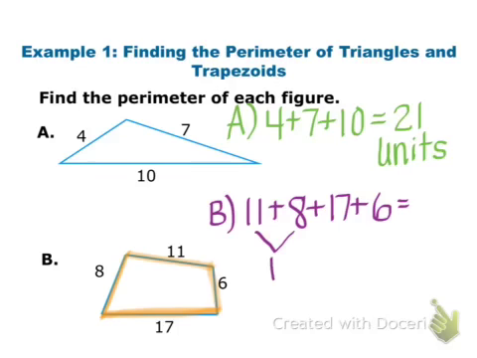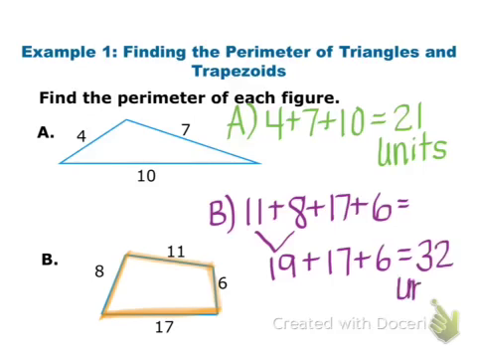11 plus 8 is 19, so we've got 19 plus 17 plus 6, and then you can use a calculator or you could continue like this, and you would get a total of 32. So adding up all 4 of those sides, you get a total of 32 units.